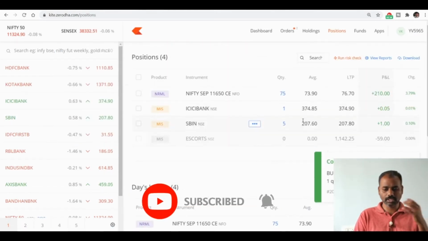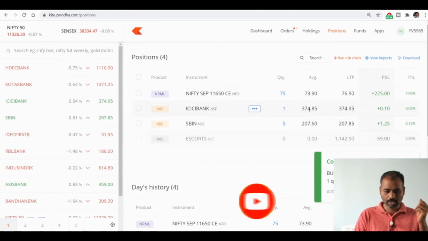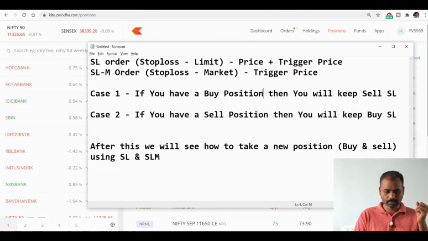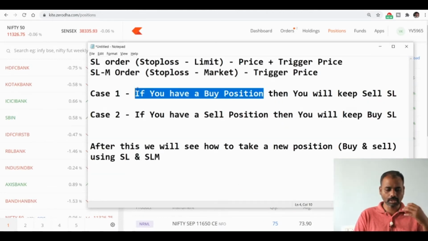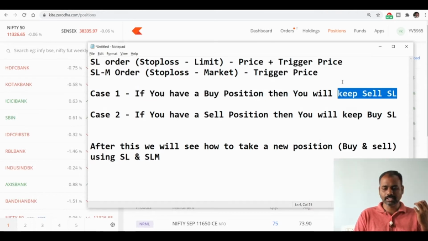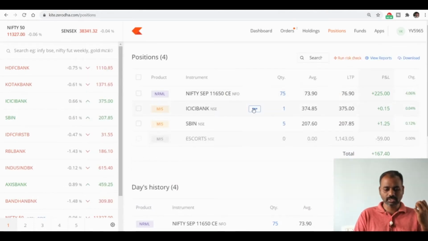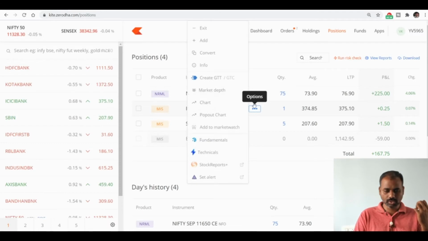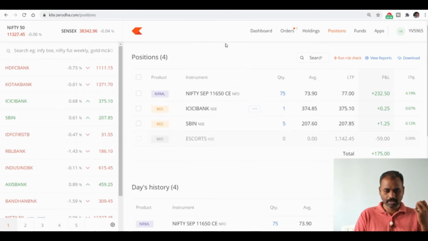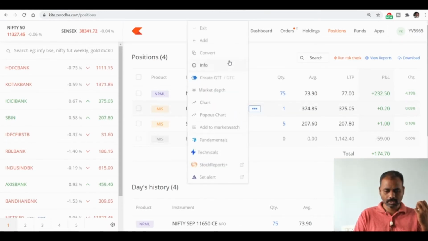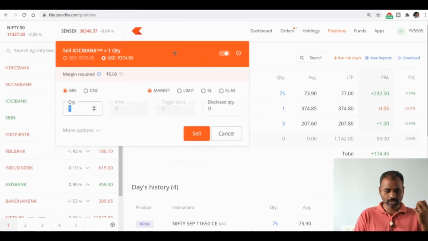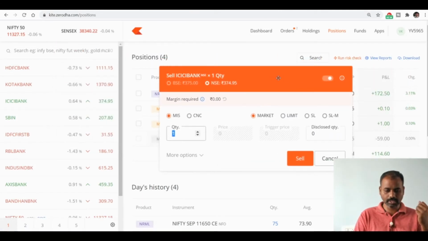We will go and see it in the positions. I bought one stock of SBI, so this condition is met. If I have a buy, now that I bought a stock, then I will keep a sell stop loss. Sell stop loss means go here and choose the option exit. Whenever you exit, you will have a sell window. This is called sell. I'm going to sell using a stop loss.